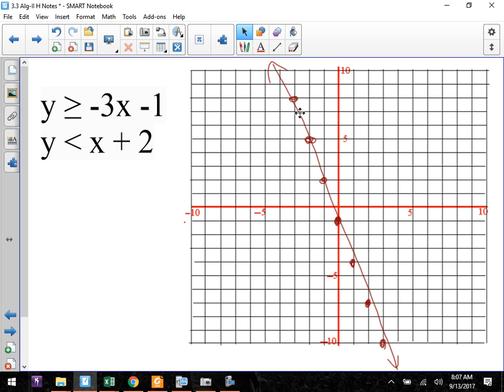Does this one go through the origin? No, we know it won't go through the origin because the y-intercept is at -1. The only way that would have gone through the origin is if it was the actual equation x equals 0 or y equals 0 for each problem. So we check it. Is 0 greater than or equal to -3 times 0 minus 1? Is 0 bigger than -1? Yes. So that means I'm going to shade to the right of it.